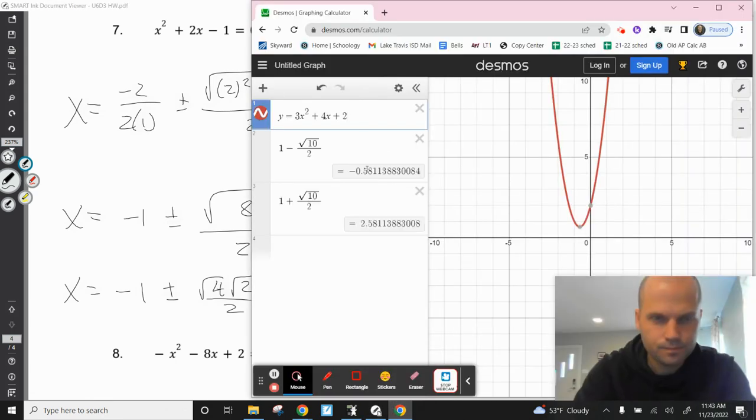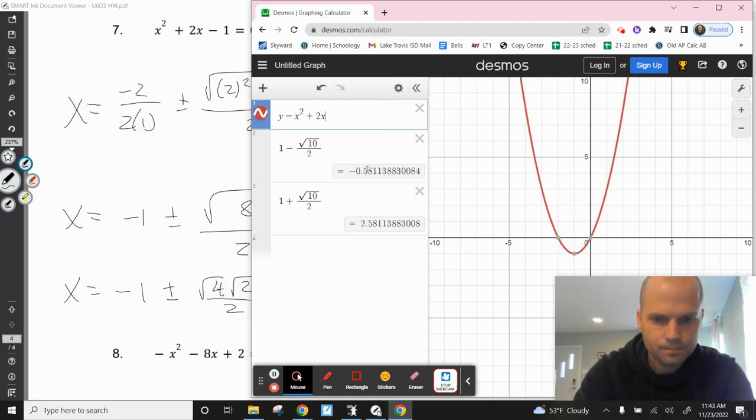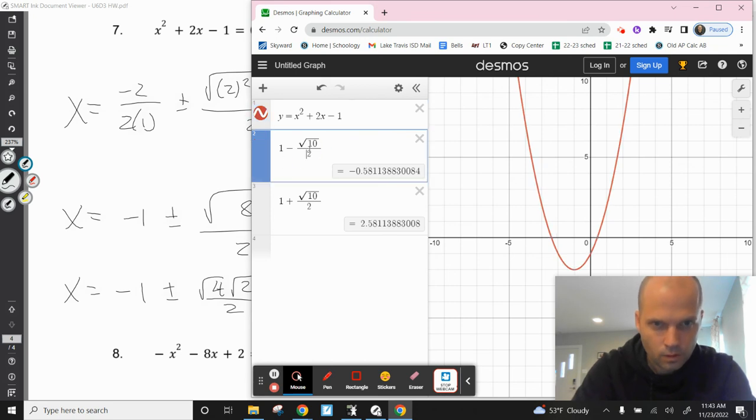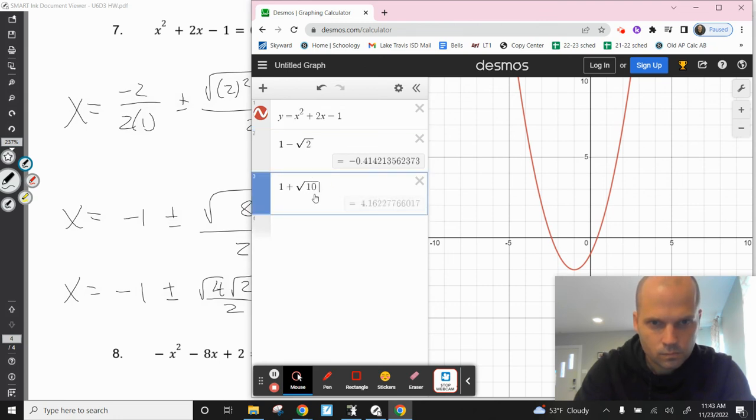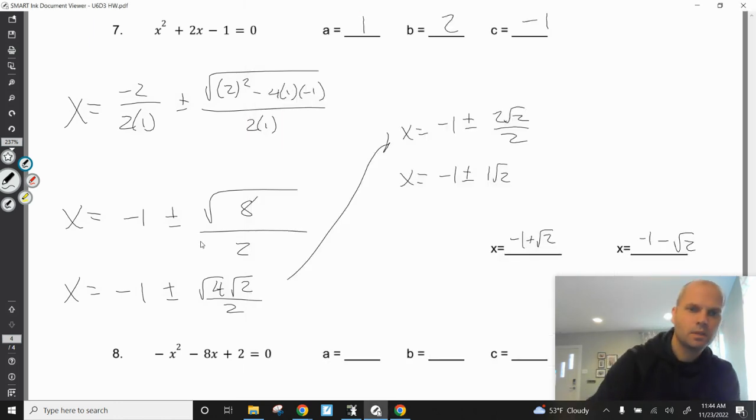Let's see our handiwork. X squared plus 2x minus 1. Negative 1, negative 1 plus root 2 and negative 1 minus root 2. 0.414. Bam. Bam. Negative 2.414. Bam. Okay. And last one.